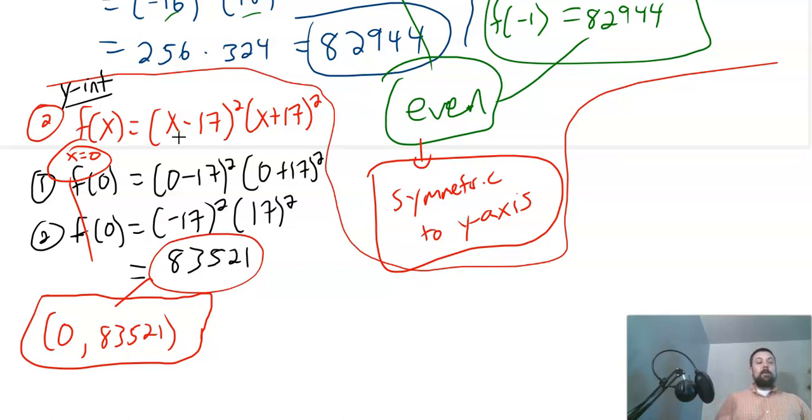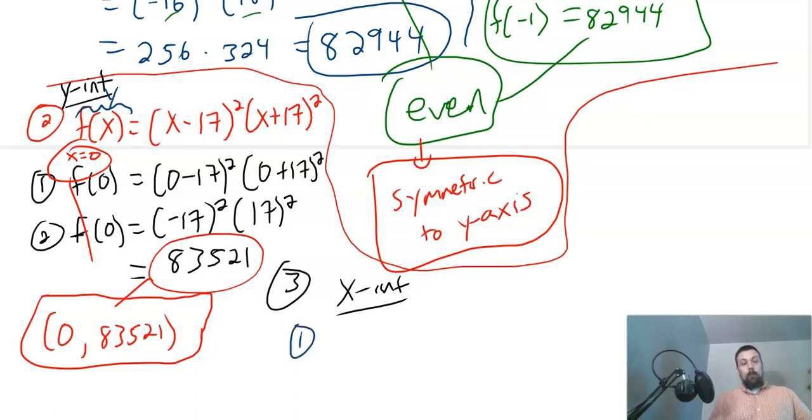All right, now we want to find the x-intercepts and whether the graph crosses or touches the x-axis at those intercepts. Okay, so to find the x-intercepts, we take this function and we plug in 0 for y. So remember, f of x is the y variable. So step one is to plug in 0 for y. So we get 0 equals x minus 17 squared times x plus 17 squared.